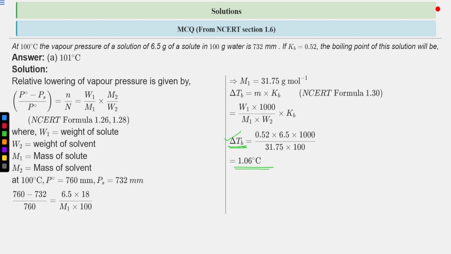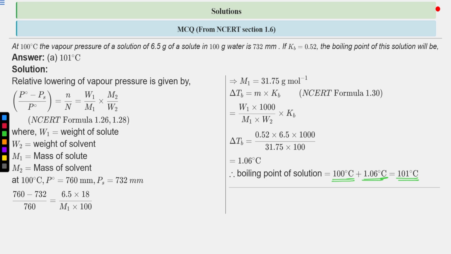Therefore the boiling point of the solution will be 100 degrees Celsius plus this extra change of temperature, 1.06 degrees Celsius, which is approximately 101 degrees Celsius. So the elevation in the boiling point is 1.06 degrees Celsius, the change in the boiling point you observe.